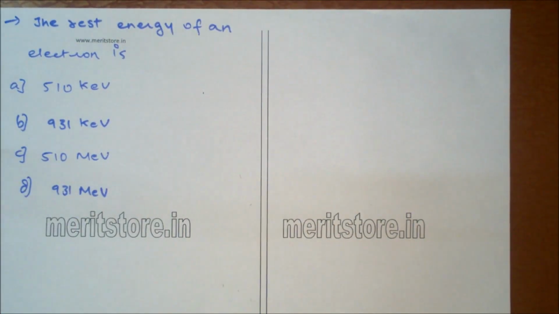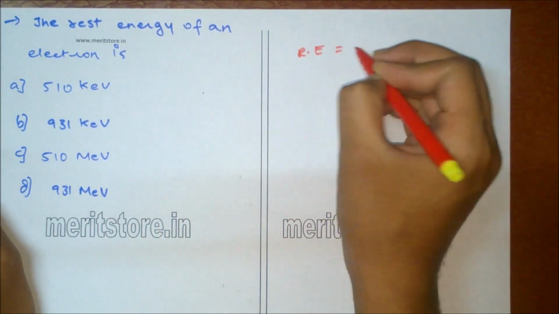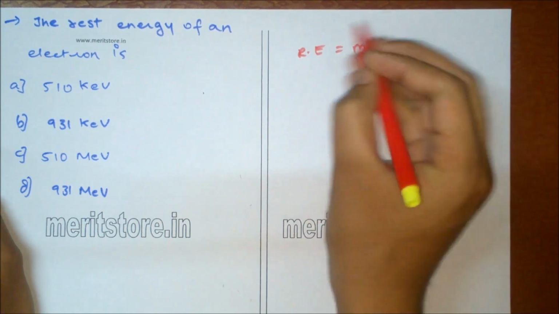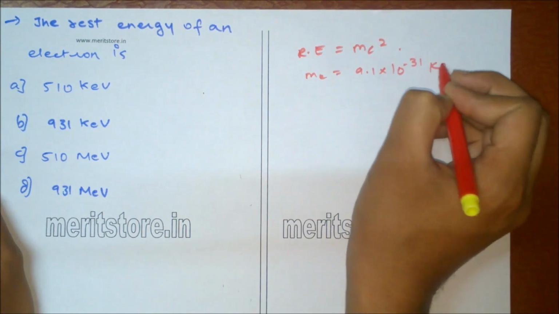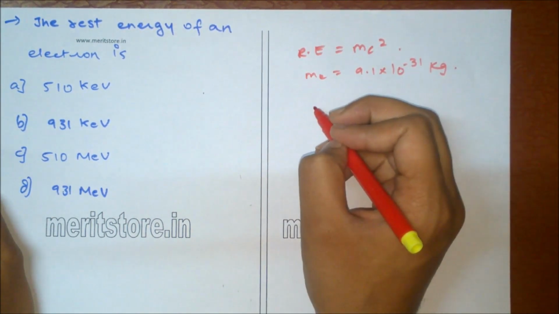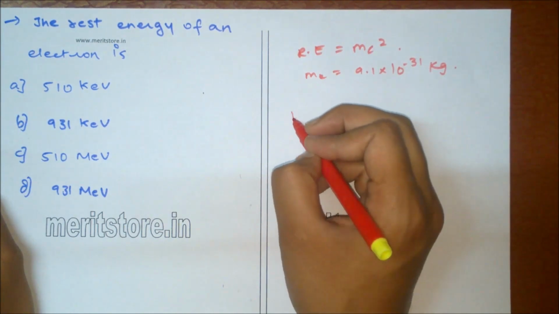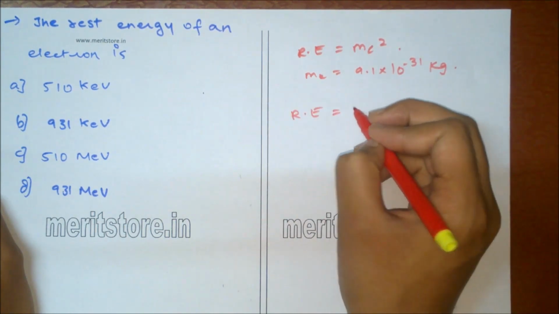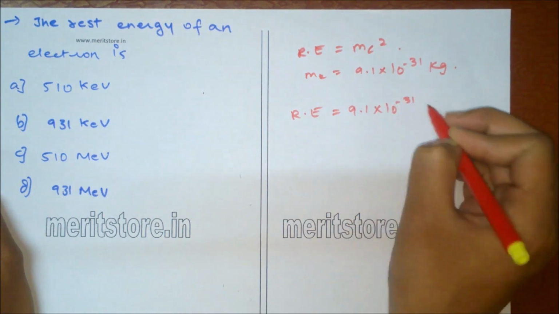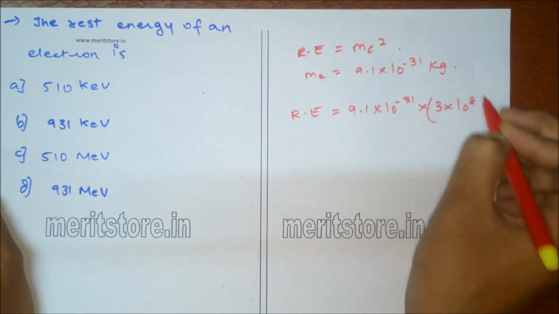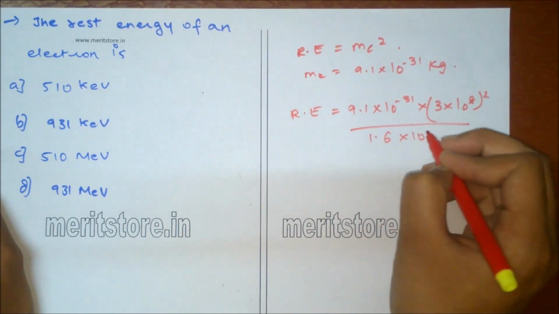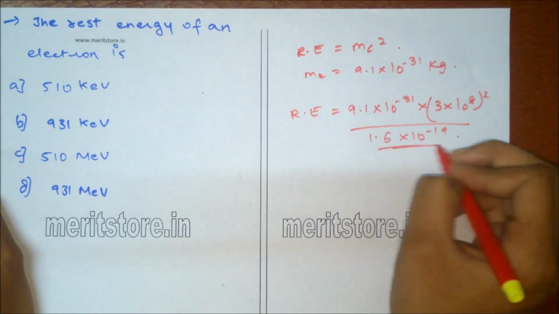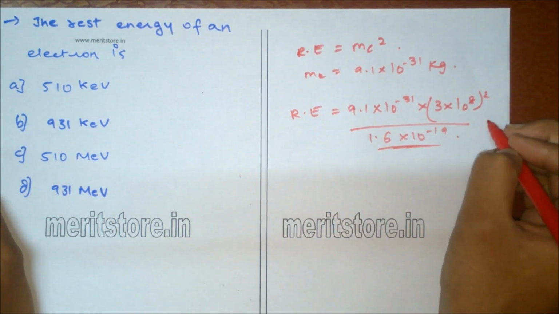The rest energy of an electron is. The rest energy of electron, we can write it as mc squared, where mass of electron is equal to 9.1 into 10 raised to minus 31 kg and c is the speed of light. Therefore, rest energy is equal to 9.1 into 10 raised to minus 31 into 3 into 10 raised to 8 the whole squared per electron, which is the charge 1.6 into 10 raised to minus 19. This is important. We have to convert this in eV.